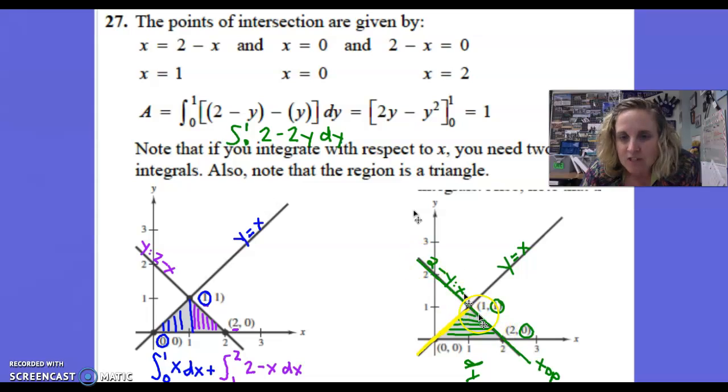The top equation is going to be this green one because that's the furthest from the y-axis. The bottom is going to be the yellow function. So the top function minus the bottom function gives me y equals 2 minus y. The top function is 2 minus y, minus the bottom function, which is the yellow function, which is just y, because y equals x.